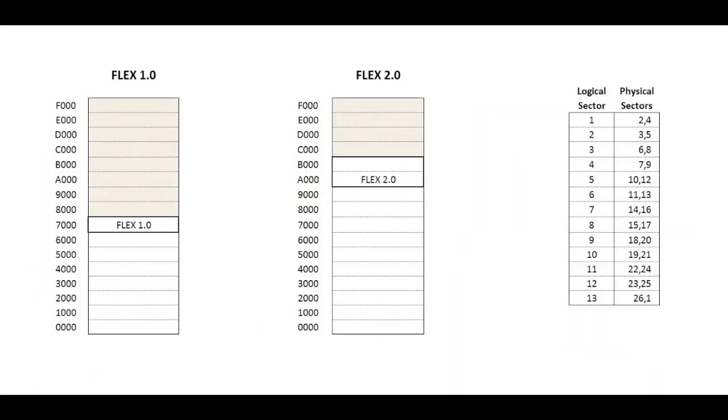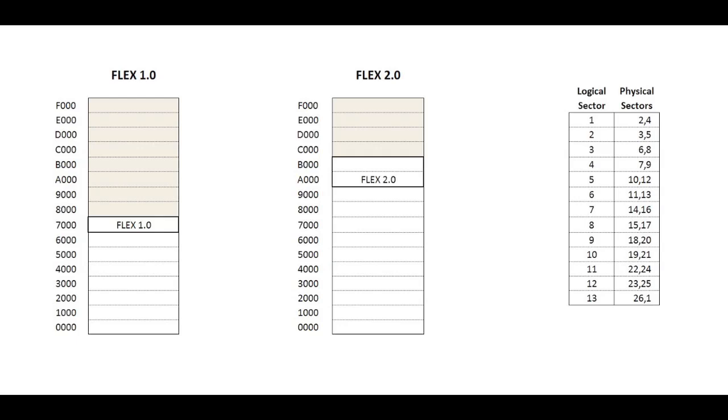Over on the left, you can see the memory organization of a Flex 1 system. The Flex image itself occupies a 4K block from 7000 through 8000 hex. And below that in white, down to zero, is memory for user programs. In the middle, you can see a Flex 2 system memory layout. Flex itself is now an 8K block at A000 through C000. And again, down below that in white to zero is the area that can be used for user programs.